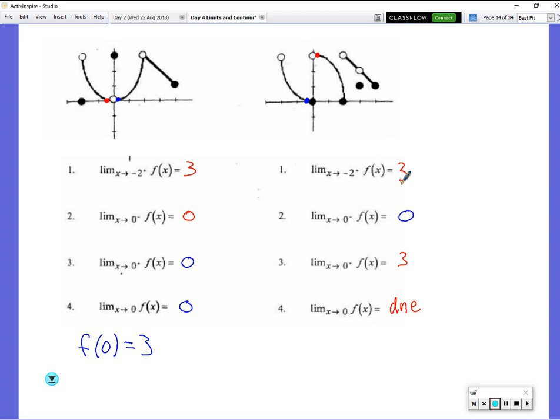Any other questions on these first 4 on either side? Looking at the answers. Cool.